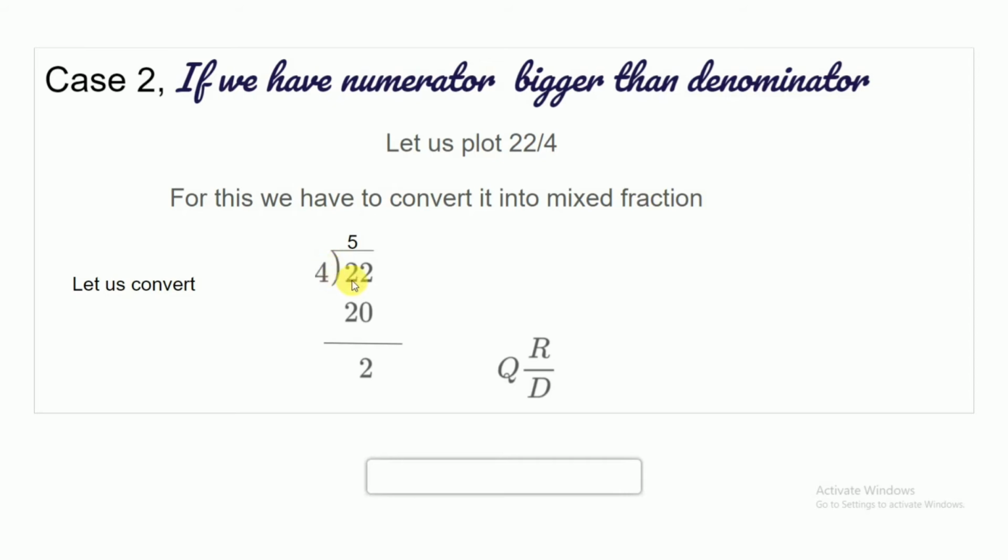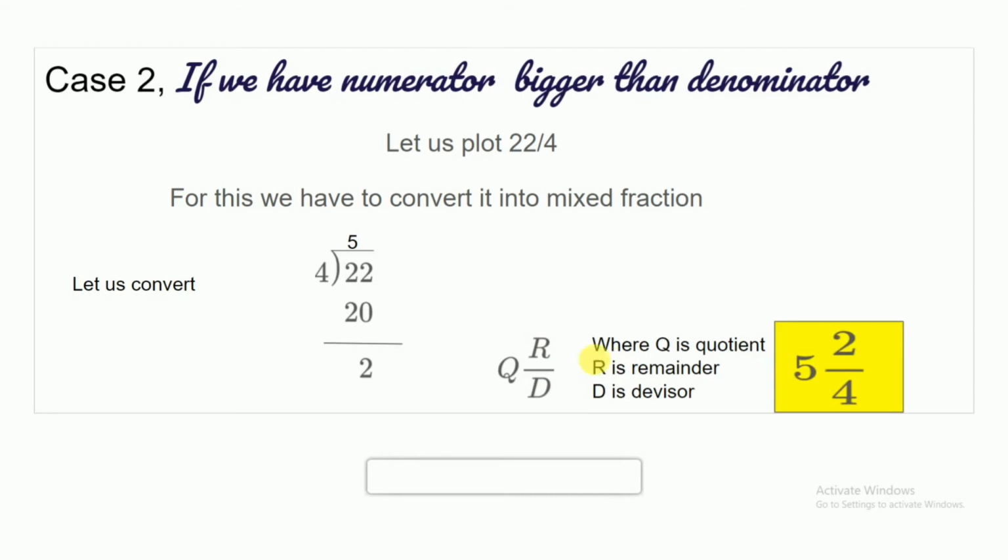If we divide 22 by 4, it would go 5 times and 2 would be the remainder. And how do we convert it into a mixed fraction? I suppose you have learnt it in previous classes, but let's revise it again. Quotient, remainder upon divisor becomes the mixed fraction. So here 5 and 2 upon 4 is our mixed fraction of 22 upon 4.